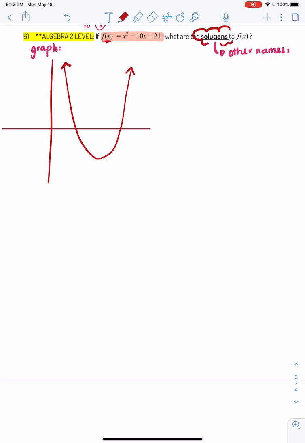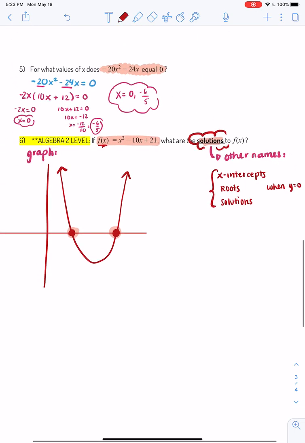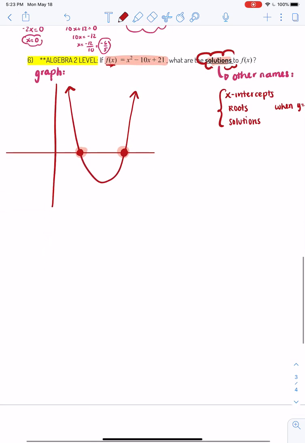And instead of the word solutions, there are other names that you could be thinking of. You could be thinking of x-intercepts or roots. And these are all synonyms. So x-intercepts, roots, and solutions. These are when y is equal to 0. So there are these points on the graph. The points I just made darker, I'm highlighting in orange. They're what we call solutions or x-intercepts or roots. And this is actually exactly what we've been doing in the previous questions. We've been finding solutions or x-intercepts or roots.